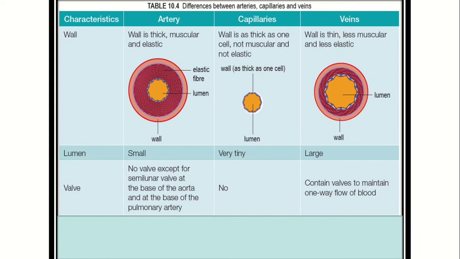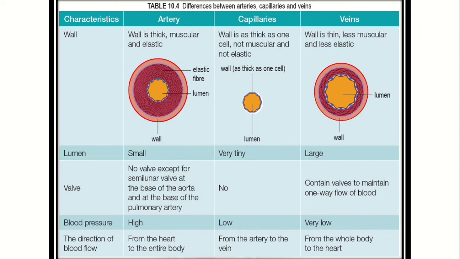In the artery, there is no valve except for the semilunar valve at the base of the aorta and the base of the pulmonary artery. Capillaries do not have valves and veins contain valves to maintain one-way flow of blood. The pressure inside the artery is high, meanwhile the capillary is low and the vein very low. For the direction of blood flow, the artery flows from the heart to the entire body. For the capillary, the flow is from the artery to the vein, and the vein from the whole body to the heart.